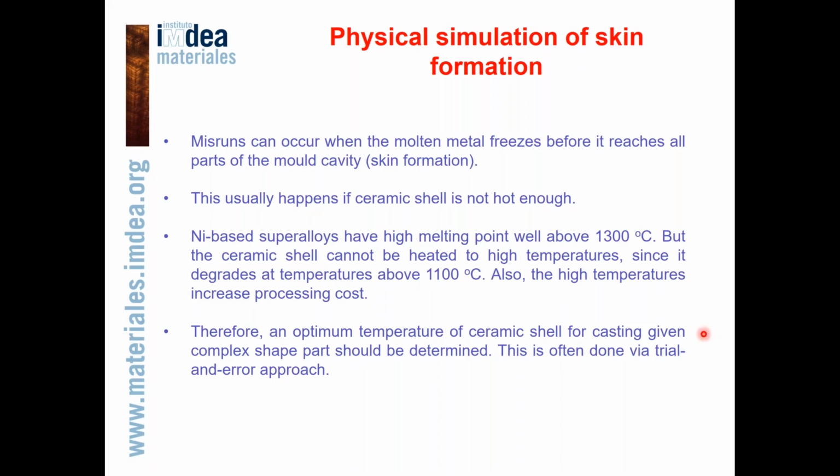So misruns usually happen if the ceramic shell is not hot enough. Nickel-based superalloys have a very high melting point, which is well above 1300 degrees. But the ceramic shell cannot be heated to high temperatures since it degrades at temperatures above 1100 degrees. Also, manufacturers usually try to keep temperatures as low as possible since high temperatures increase processing cost.